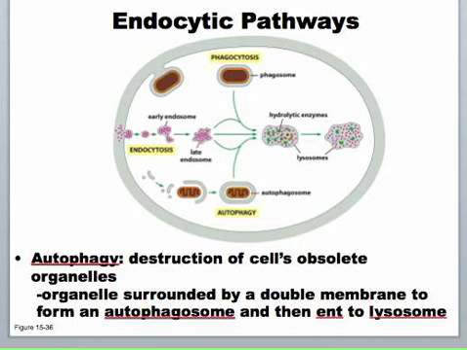And when the cell needs to destroy its worn out organelles, the process is called autophagy. And in autophagy, the organelle is going to be surrounded by a double membrane, and this is going to form a structure that's called an autophagosome. And then it's going to fuse with the lysosome, and this is how the organelle is going to be degraded. So again, this process is called autophagy, and it's specific to the destruction of cells' obsolete organelles. And in this example, we're using a mitochondrion.